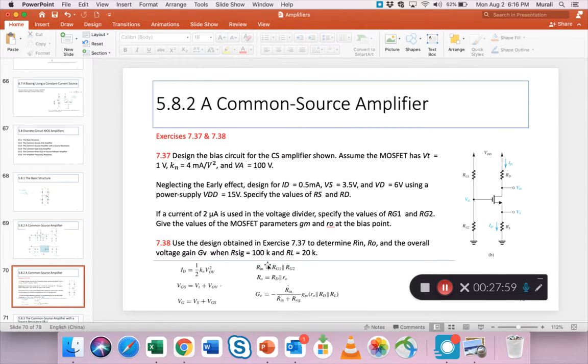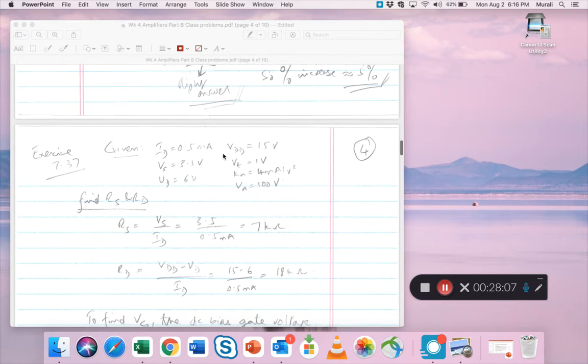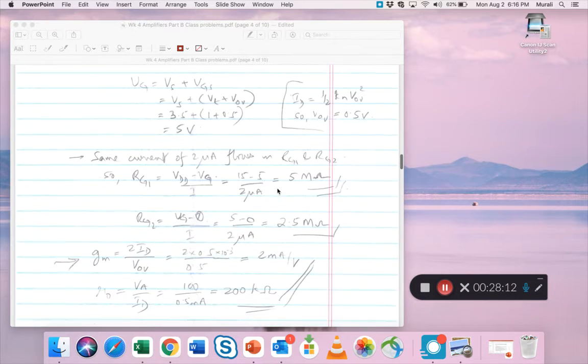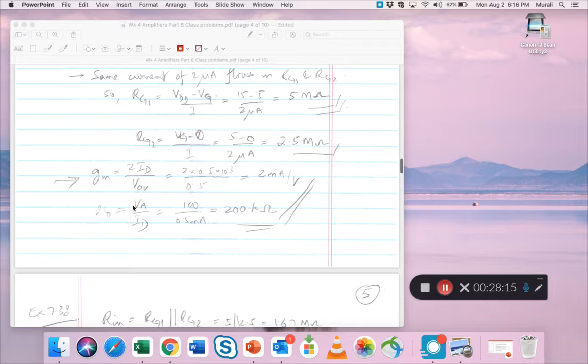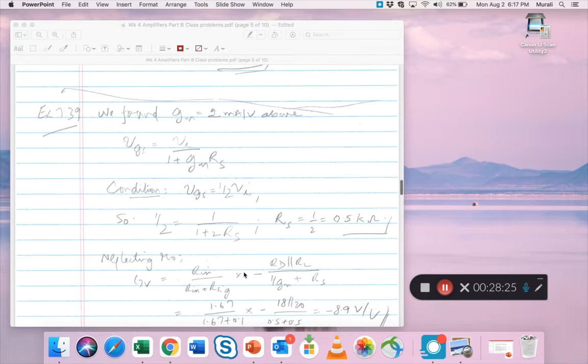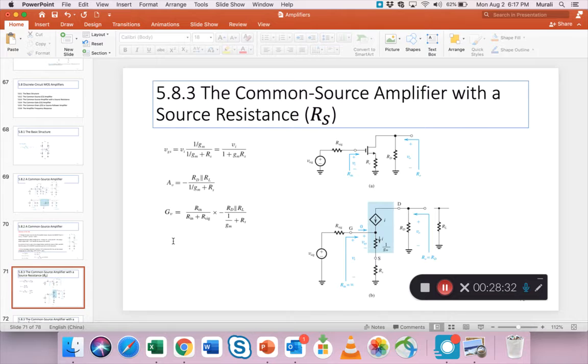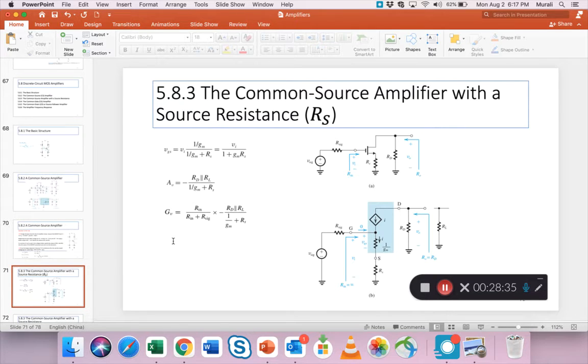How do we get RO, right? That's the question. Let's see if I show you that. VA is given. Yeah, RO is VA by ID, 200K. So that's what I put here. Okay. All right. So that does these two examples or exercises related to a common source, CS amplifier.